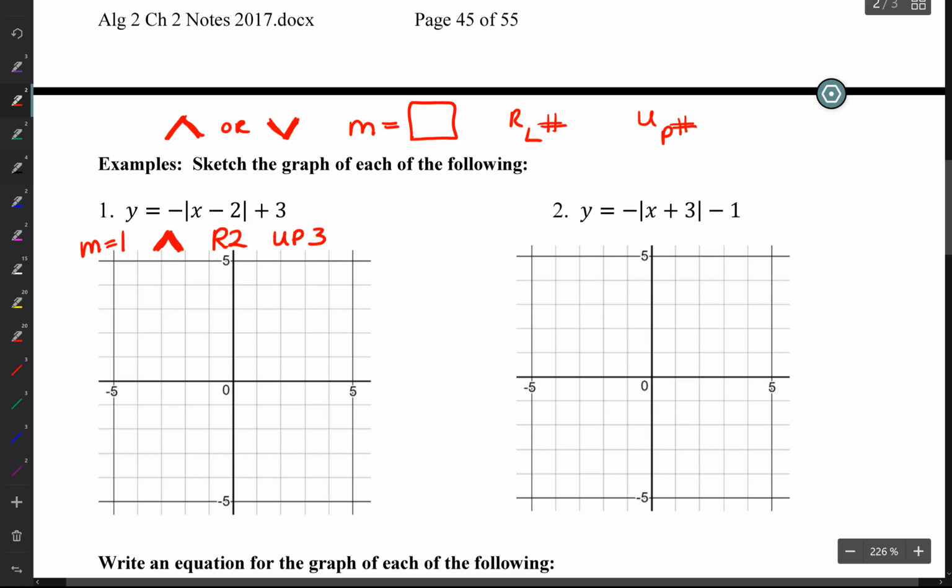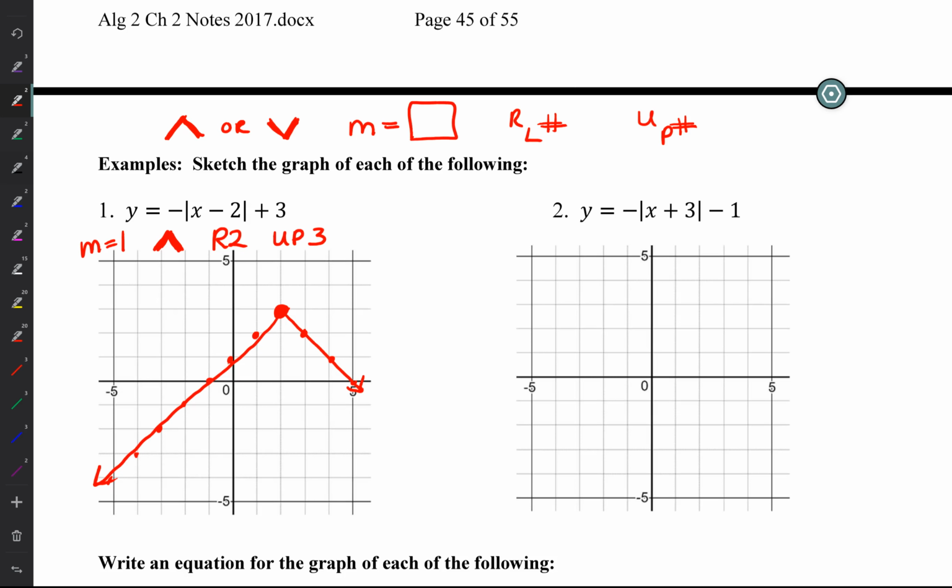So let's go right 2, up 3, and put a point. Our slope is 1, 1, and it's a mountain, so we're going to go down on a slope of 1, 1, straight down there from the vertex, and then straight down here on the other side from the vertex. Had the slope been something different, we would have angled it more. We're going to see more of those later in the chapter.